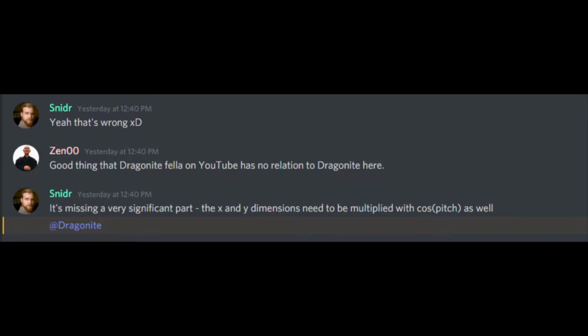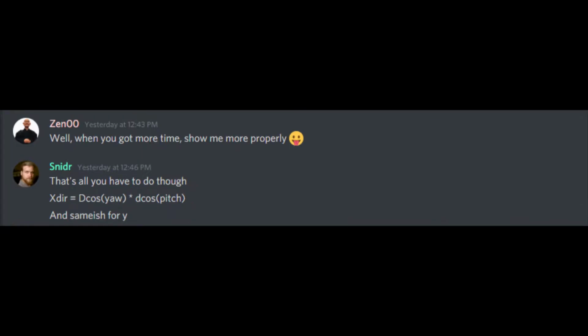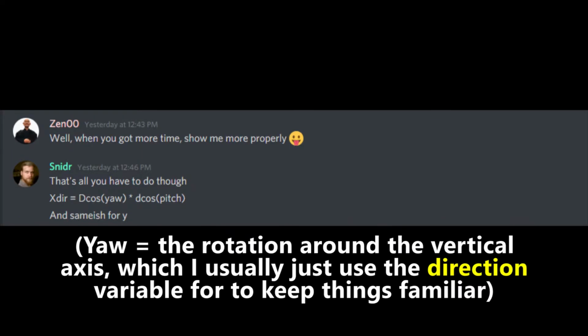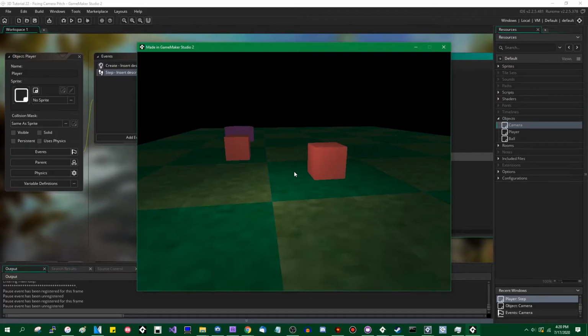The x and y dimensions need to be multiplied with the cosine of pitch as well. At Dragonite. That's all you have to do though. X there equals d cos of yaw times d cos of pitch, and same-ish for y. Yeah, I guess I should take care of that at some point. And that some point might as well be now.